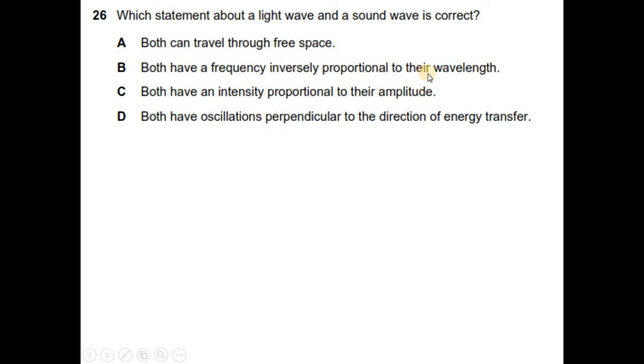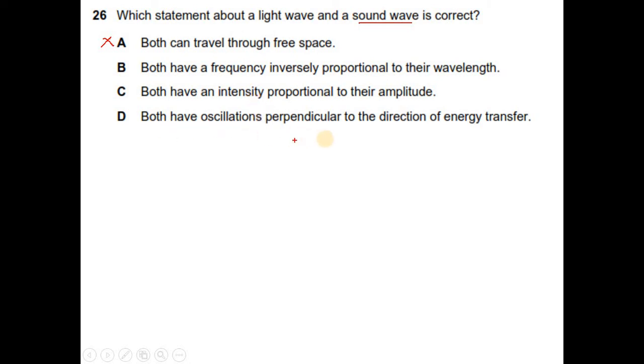Both waves have a frequency inversely proportional to their wavelength. Yes, because we have the same formula, f lambda is equal to v. Both waves' intensity is proportional to their amplitude? No, because the intensity of electromagnetic waves depends on distance other than amplitude. So C cannot be our option. A cannot be our option because sound waves cannot travel through free space. C cannot be our option because the intensity of an electromagnetic wave depends on the distance from the source.